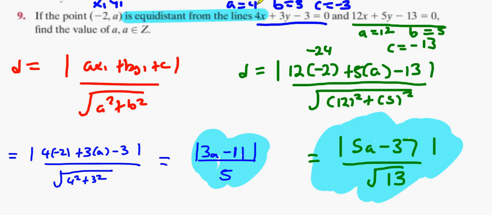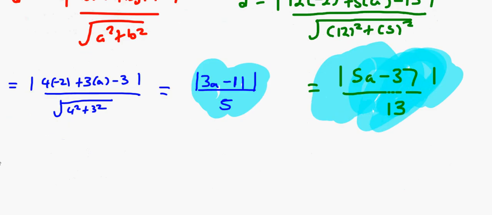Equidistance. What's this? Yes? Oh, sorry, it's just 13. Thank you. Thanks, Alex. Alex, square root of 169 is 13, not root 13. Be careful of that. Thank you.